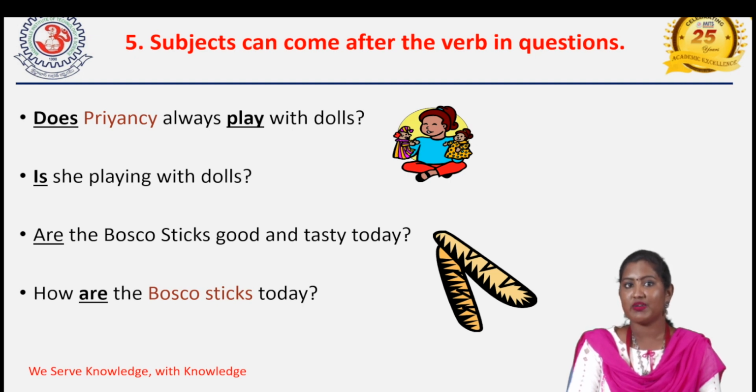So imagine, whenever we are framing a question, the verb should take priority in the first place and the subject will follow next. Are the biscuit sticks good and tasty today? How are the biscuit sticks today? So look at it. However many ways we coin the questions, definitely the verb should be in the first position, followed by the subject. We'll move to the next rule.